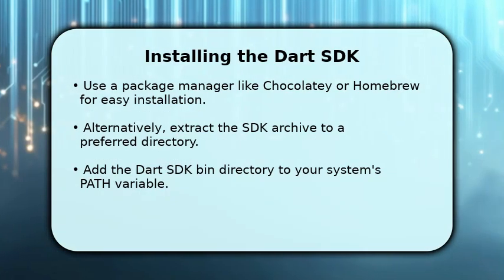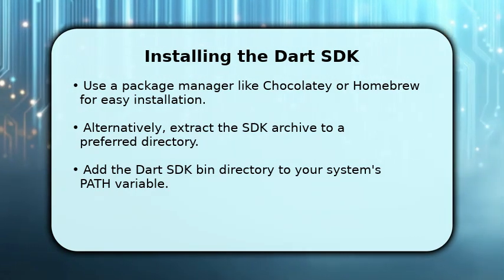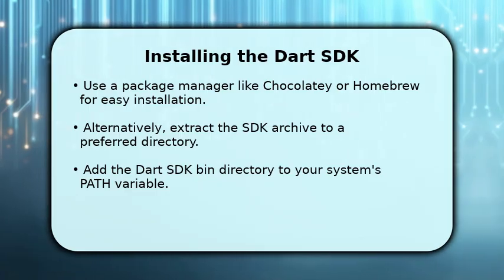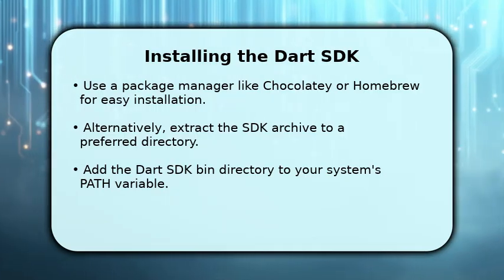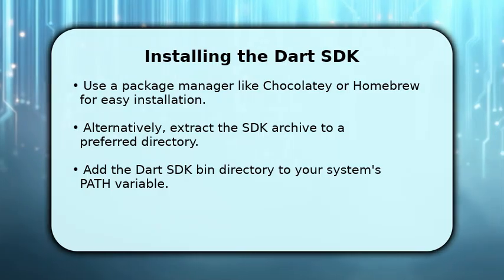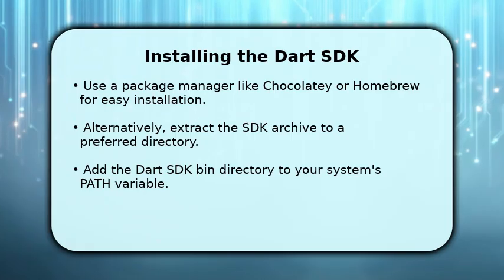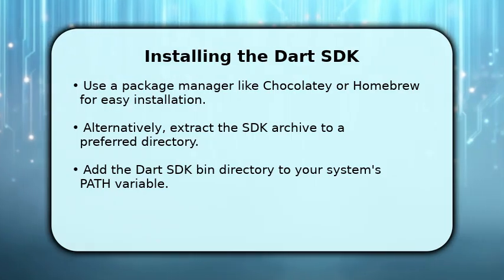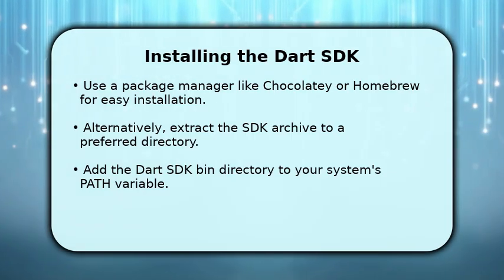To install the Dart SDK, a package manager like Chocolatey for Windows or Homebrew for Mac OS is highly recommended for its simplicity. If you prefer a manual approach, simply extract the downloaded SDK archive into a directory of your choice. The most critical step is then adding the Dart SDK's bin directory to your system's path environment variable. This allows you to run Dart commands from any terminal window.